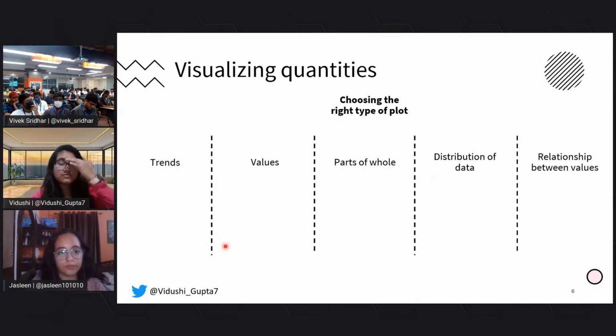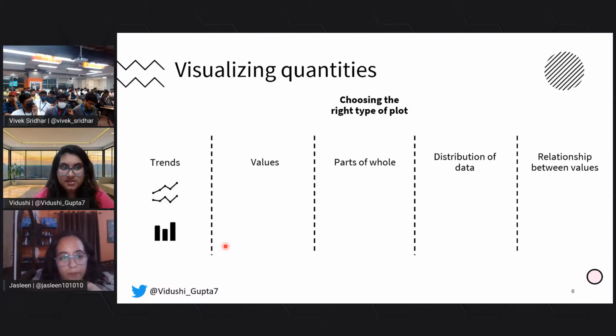In order to visualize quantities, you should first know which is the right plot for your data. So it comes down to your business problem. If you want to analyze trends, you're going to be using either a column chart or a line chart. For values, you're going to be using a bar or column chart, a pie chart, or a scatter plot. To determine parts of a whole, you're going to be using a pie chart.